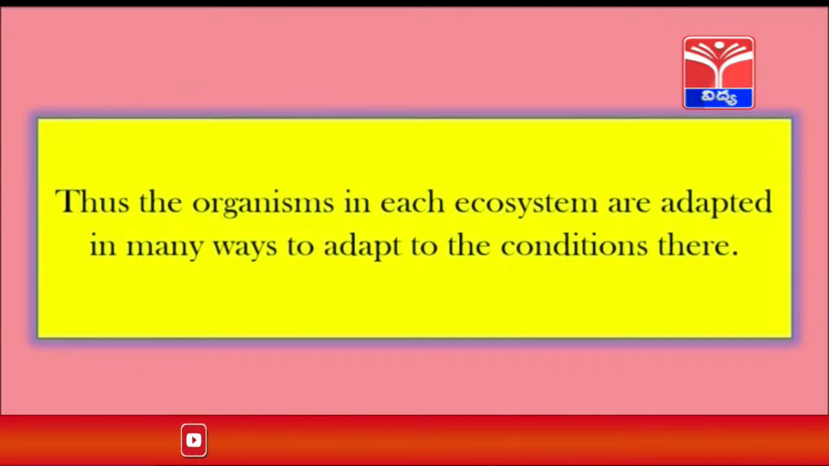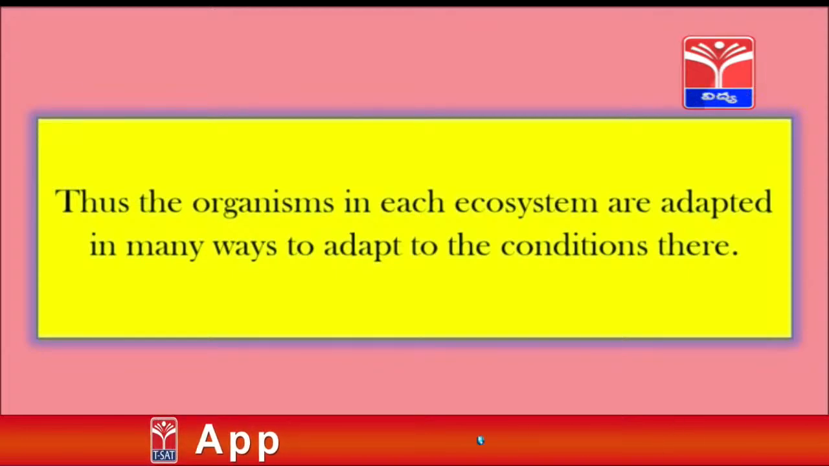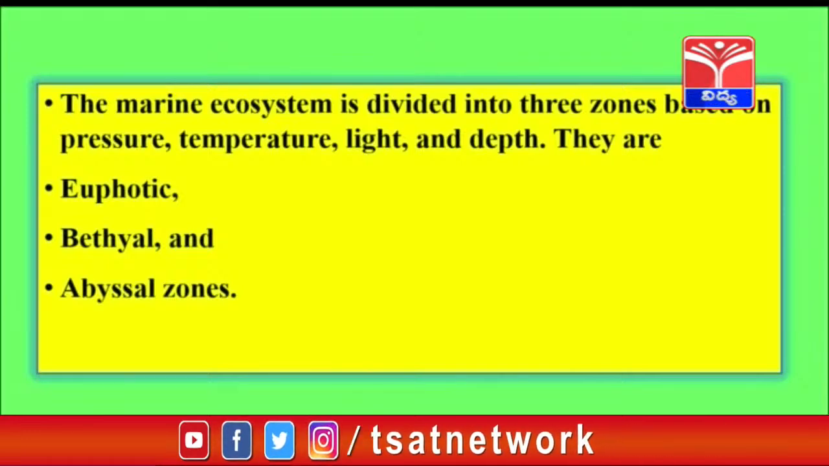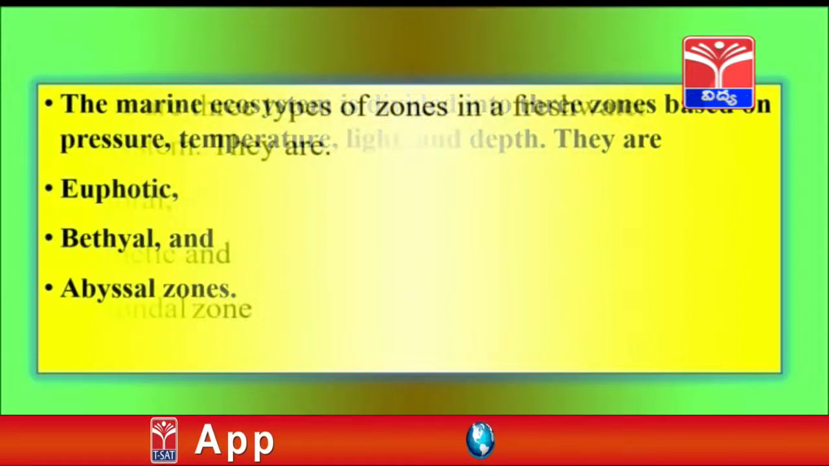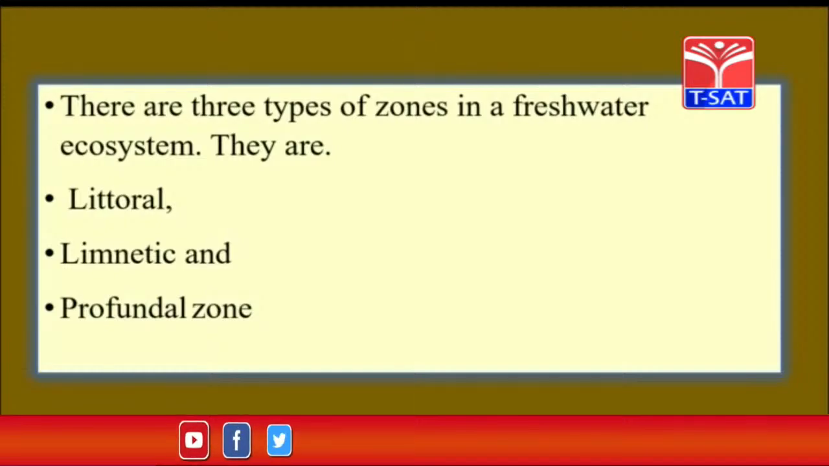Every ecosystem has different climatic conditions. So depending upon those climatic conditions and abiotic components, the organisms living in that ecosystem have adopted many kinds of modifications in their body. The marine ecosystem is divided into three zones based on pressure, temperature, light and depth. They are euphotic, bathyal and abyssal zones. There are three types of zones in a freshwater ecosystem. They are littoral, limnetic and profundal zones.